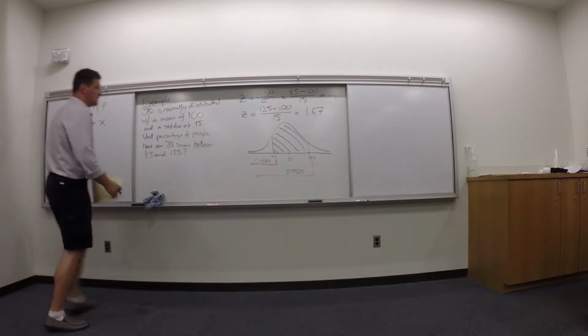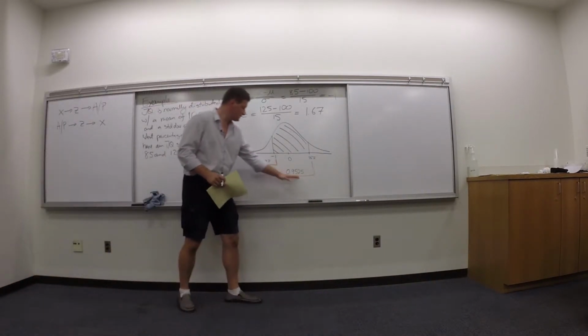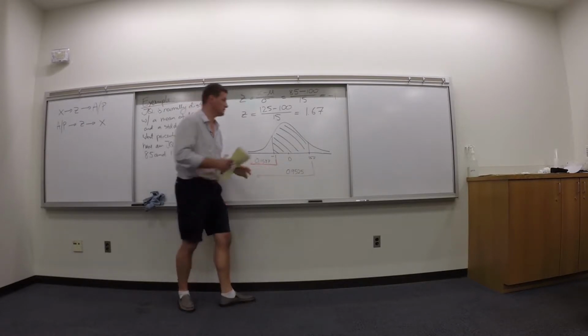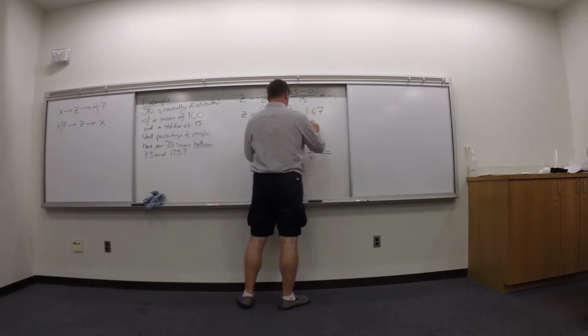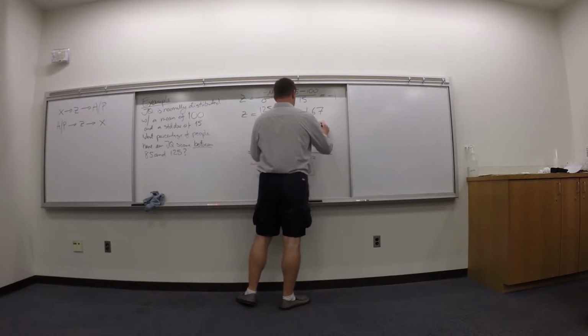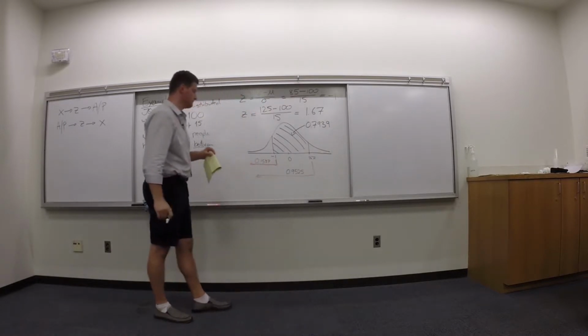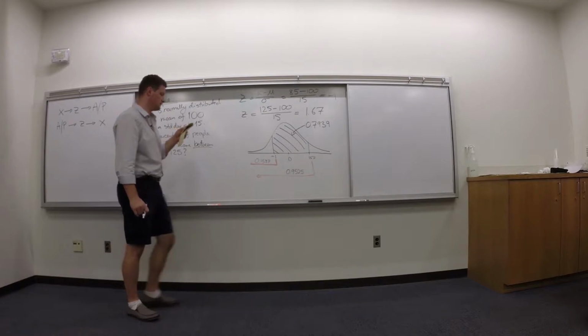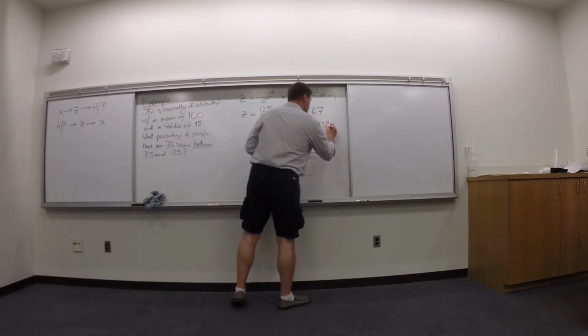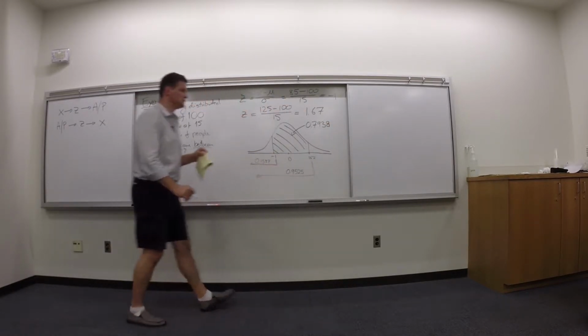So how do we get the area in the middle? This minus this. This minus this will produce this area right here, and this comes out to be, according to my notes, 0.8679.